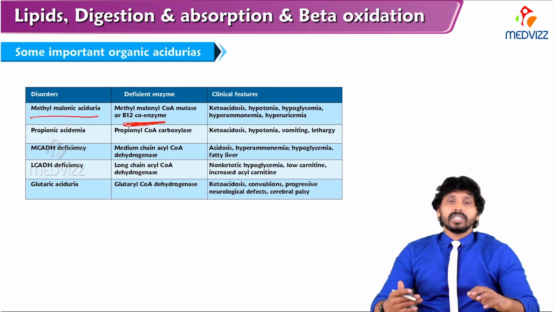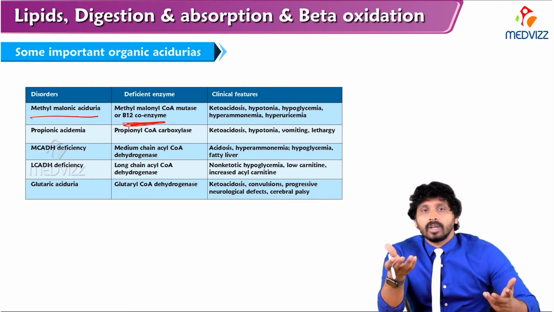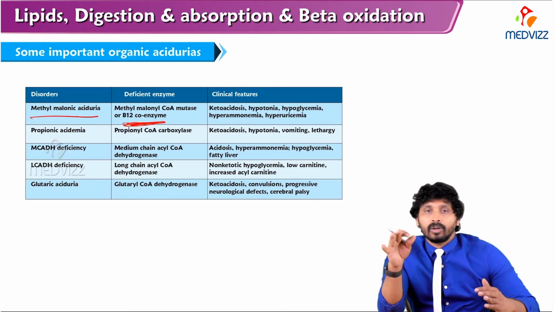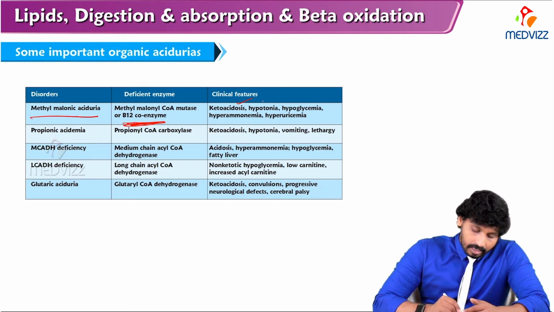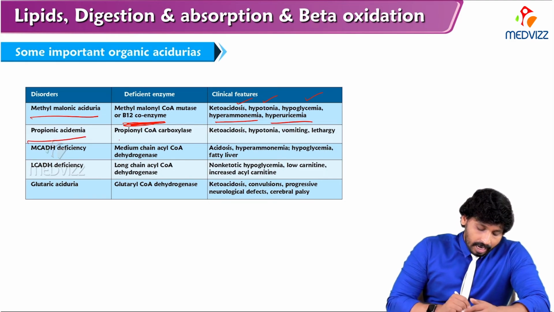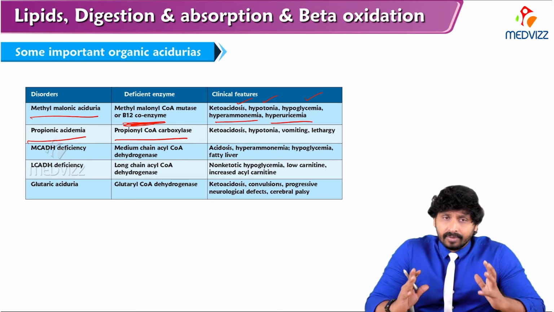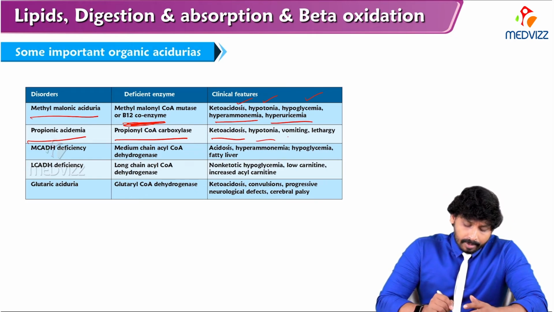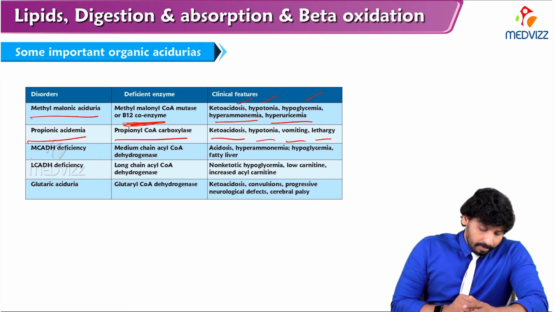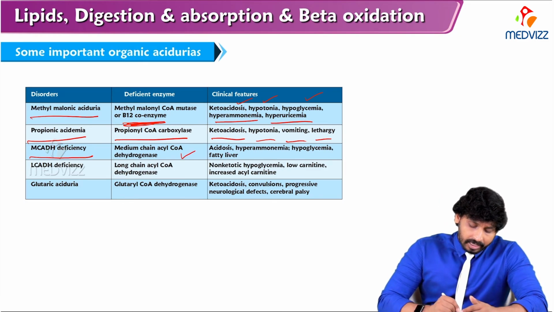So there will be a continued increase of fatty acid oxidation. B12 is the cofactor in this reaction, so in case of B12 deficiency, there is no acceptor. There will be continued accumulation of methylmalonyl-CoA and it causes methylmalonic aciduria. The clinical features are ketoacidosis, hypotonia, hypoglycemia, hyperammonemia and hyperuricemia. Propionic acidemia is because of odd chain fatty acid degradation. In propionyl-CoA carboxylase deficiency, propionic acid cannot be converted into acetyl-CoA, so it again leads to ketoacidosis, hypotonia, vomiting and lethargy.